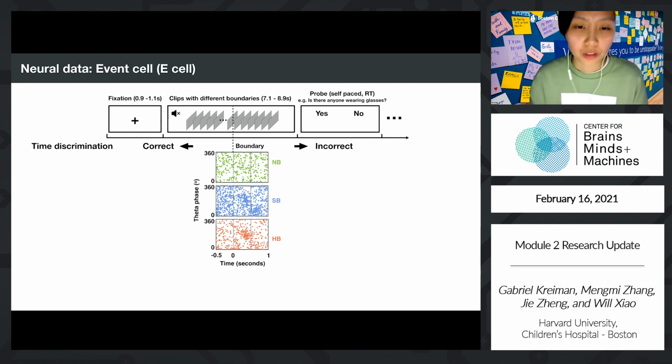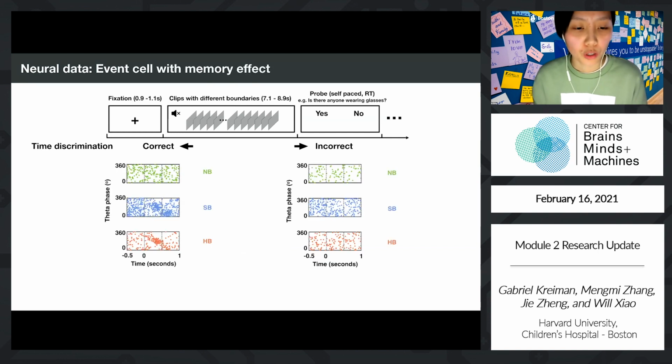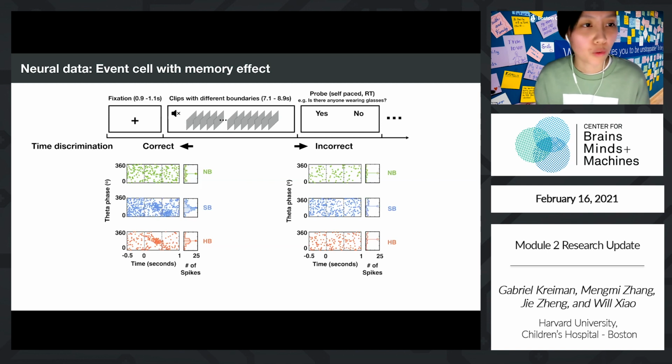And if we further split this plot based on the subjects' subsequent memory performance in the time discrimination, what we observed is that for the correct soft and hard boundaries, we see this phase clustering, but not for the other four conditions. We can further quantify this phase clustering by computing the mean resultant length, as shown here, where each arrow represents the theta phase when a spike happens.